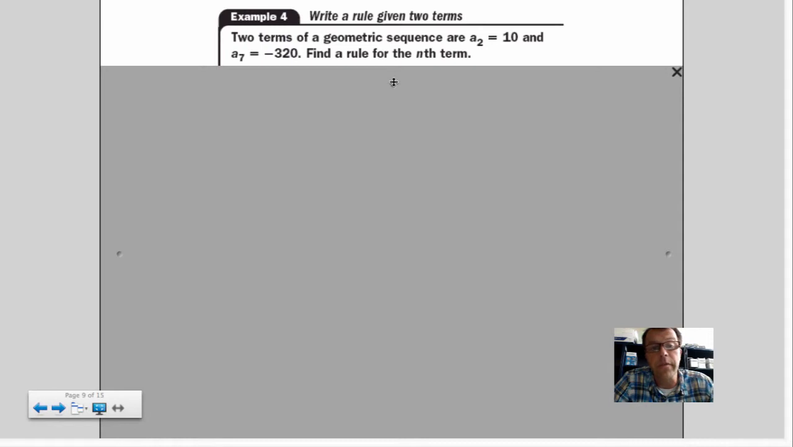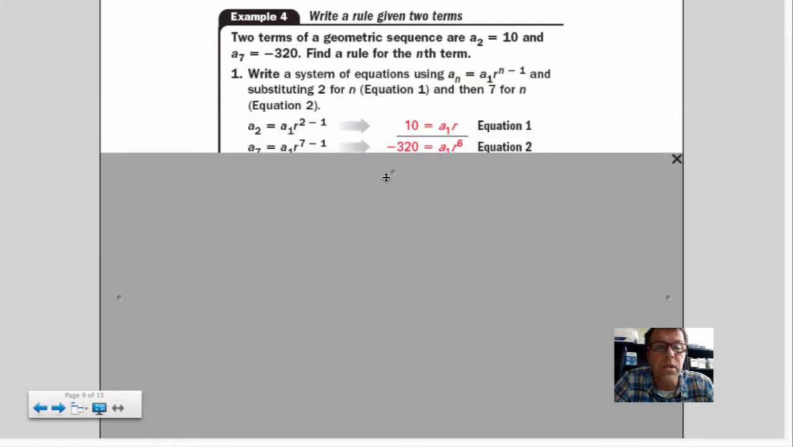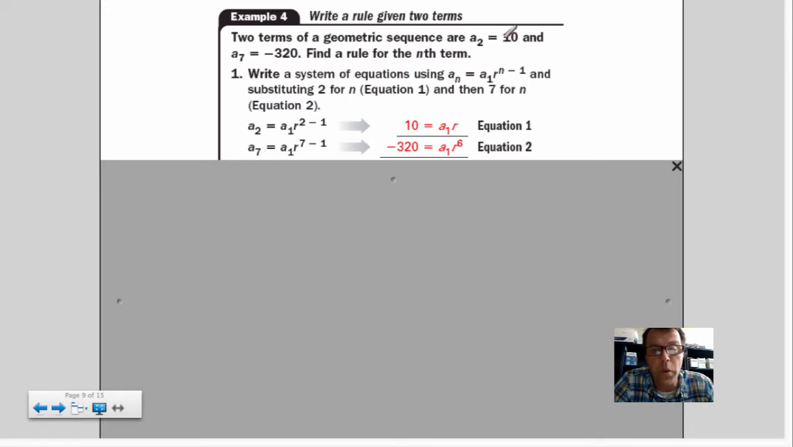And here's our system of equations problem. I gave it away, but it is, right? Hopefully you recognize, given the 2nd term and the 7th term, figure out the rule. I don't have either a sub 1 or the ratio, and therefore I know it'll be a system of equations. So I set up the formula for both of these terms. 10, the 2nd term, would be r raised to the 2 minus 1, which is to the power 1. And the 7th term is negative 320, and 7 minus 1 is 6.